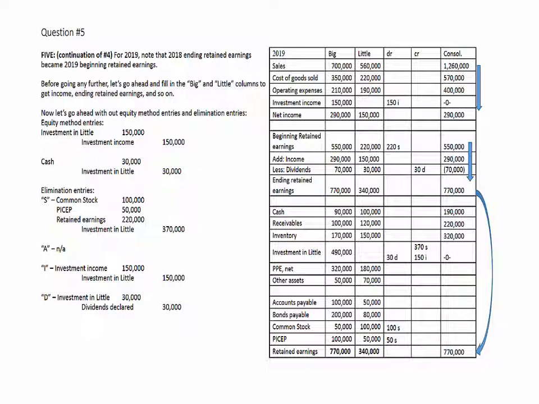The investment in little account has to go to 0. Again, if you find yourself adding across that row and it doesn't go to 0, you've made a mistake and you have to go back and find out what went wrong. The remainder of our assets and our liabilities, we simply add across with no adjustments. And the equity accounts we add across, eliminating the subsidiary's equity accounts, leaving us with the parent's common stock and paid-in capital in excess of par.